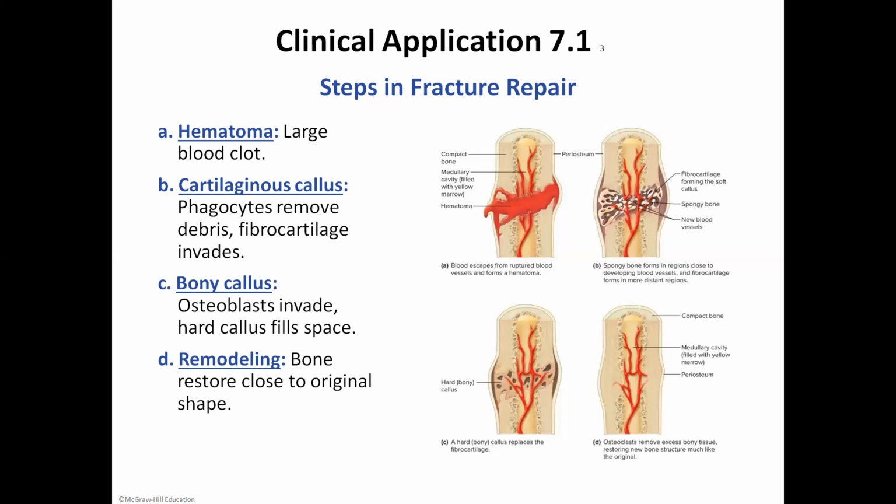Eventually, once that cartilage is there, we're going to have the replacement of the fibrocartilage take place. And instead we're going to have what's called a bony callus due to osteoblast formation. So the osteoblasts end up invading, and instead of having the soft callus, we end up with a hard callus, or what we call a bony callus. And then through the remodeling, we have osteoclasts come in and remove any excess bony tissue. We restore the new bone structure, and it's pretty much like the original, although usually you will see some sort of maybe line or scar. But basically it restores as close as it can to the original shape.